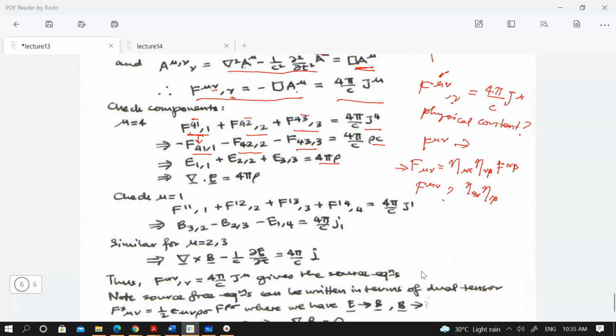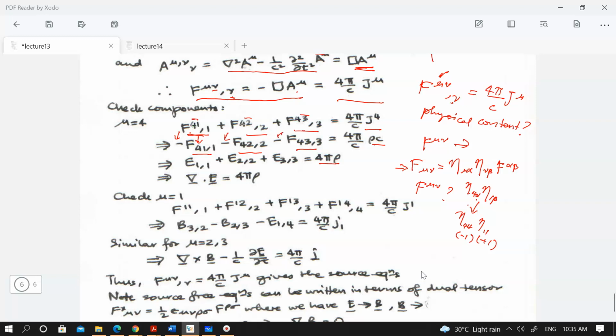And this can only work for the case of eta 4 and eta 1 1. Eta 4 is minus 1 and eta 1 1 is plus 1. So that gives you the minus sign here. Similarly for here and here.